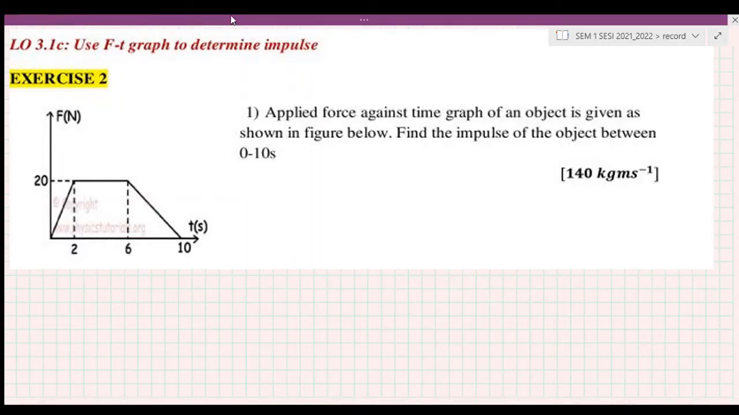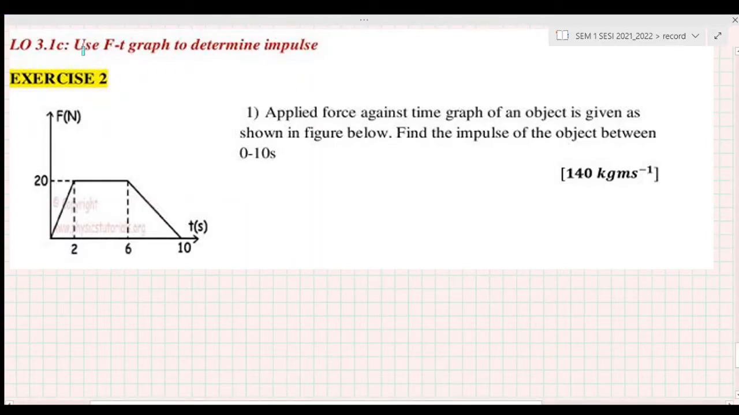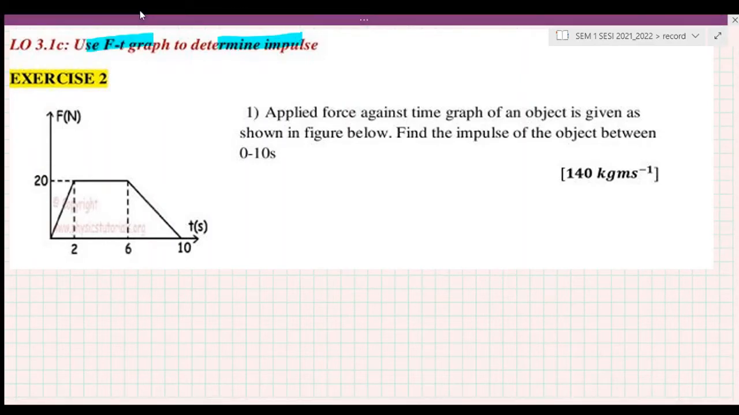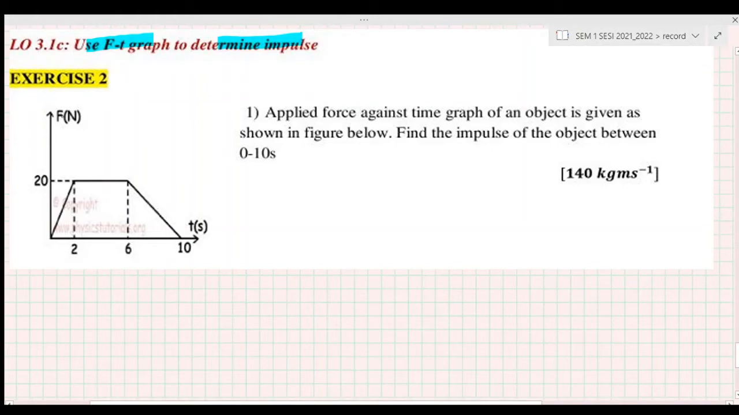Learning outcome 3.1c, use FT graph to determine impulse. Alright. So sometimes kita dapat graph. Kita dapat graph F against time. Alright. So how to find the impulse? So kita akan dapatkan impulse daripada area under the graph.